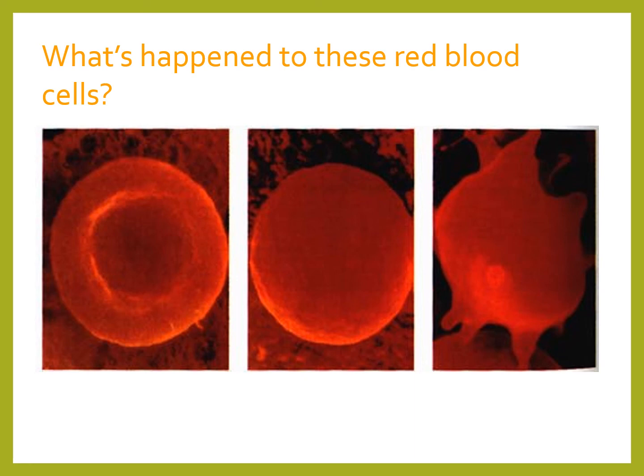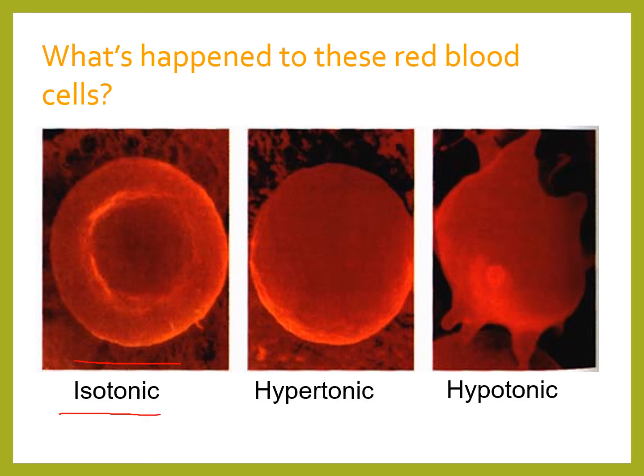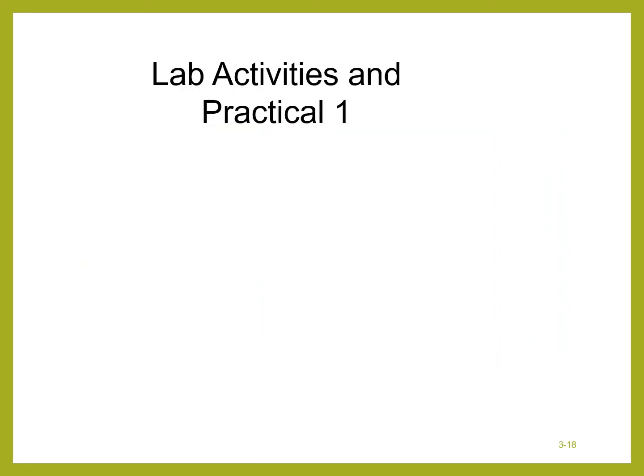Try to figure out what exactly is happening. So you have, these are regular blood cells: isotonic, hypertonic, and hypotonic. Okay, so this week you have 4 lab activities that you need to complete.